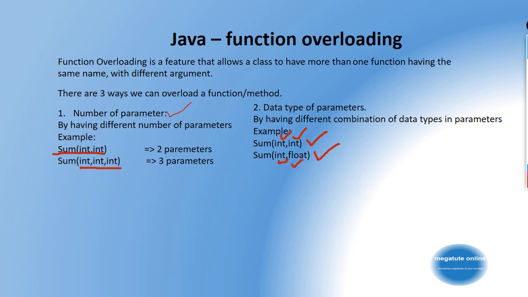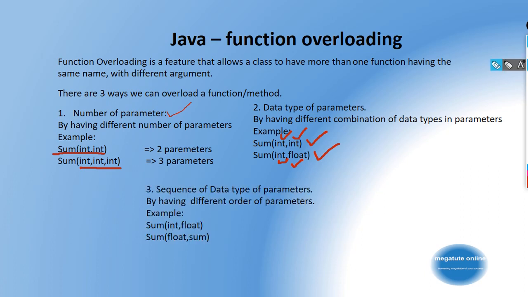Now the third way in which function overloading can be possible is by differing in sequence of parameters. Here again we have two sum functions, and both have two parameters, so the number of parameters is the same, but the first one has int and float, and the second one has float and int. So the order of the data types of the parameters is changing. This is the third way in which function overloading is possible.